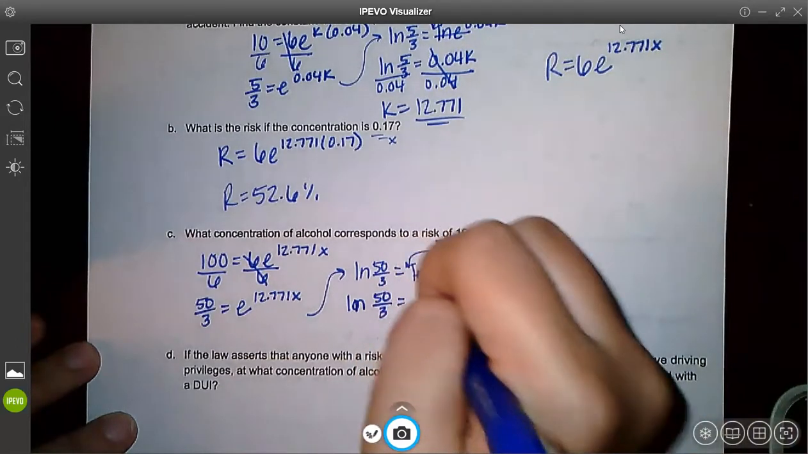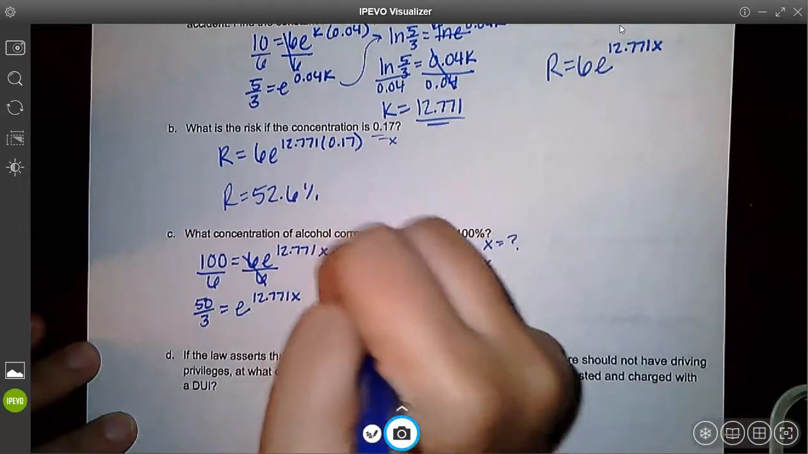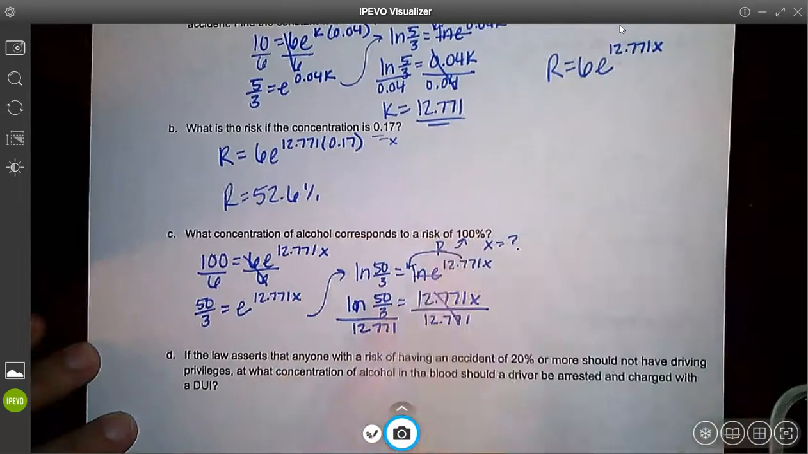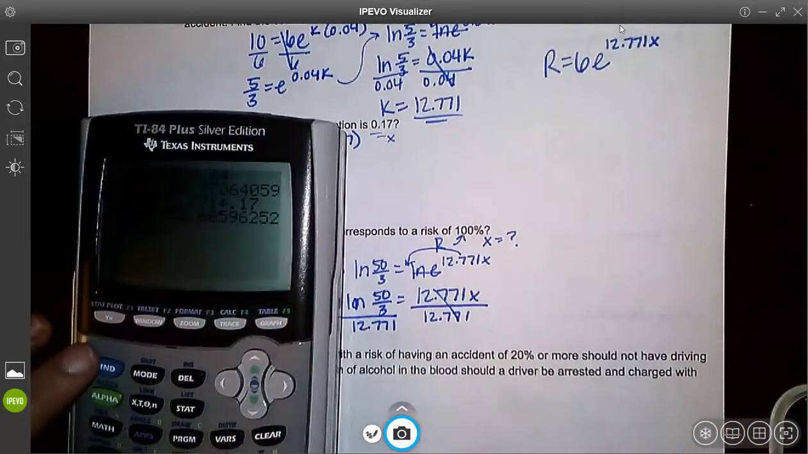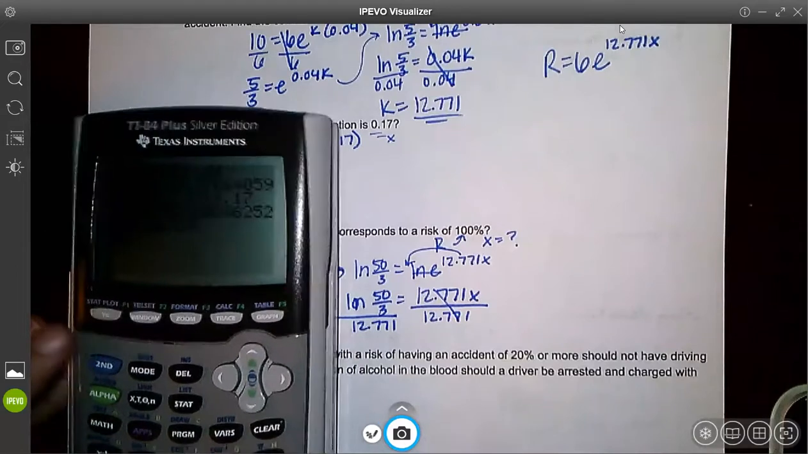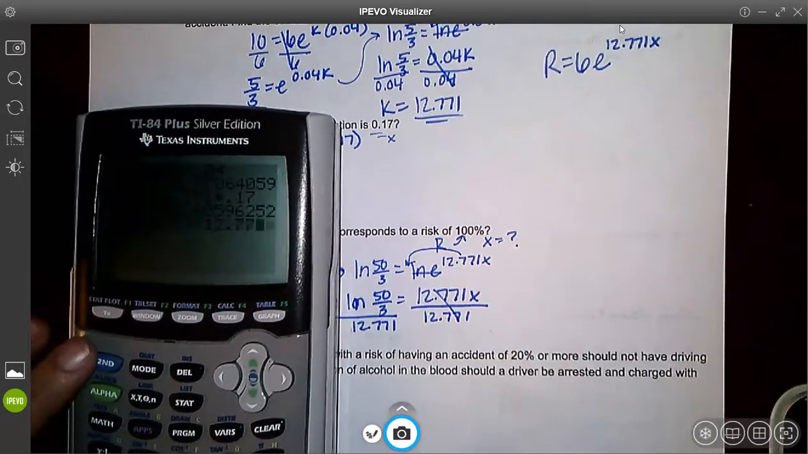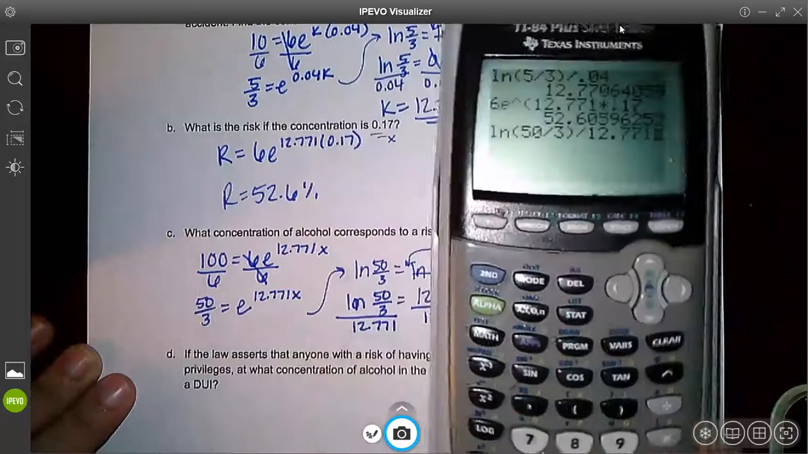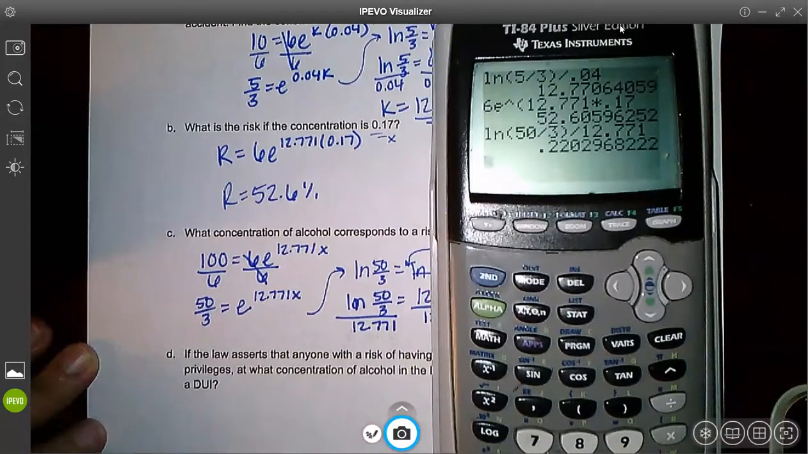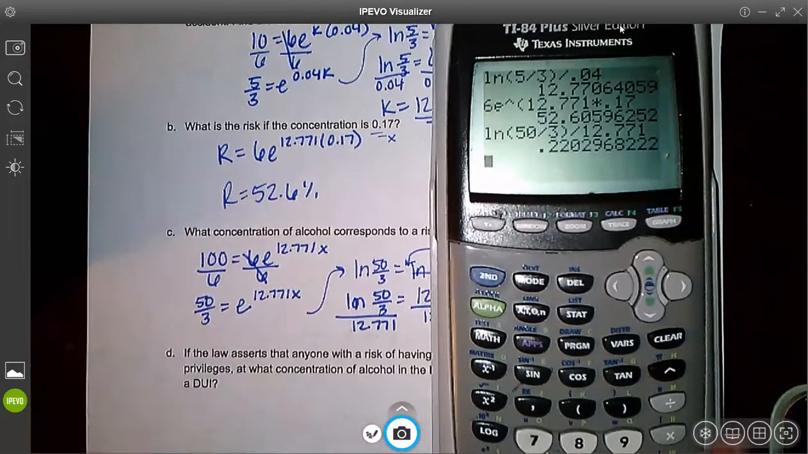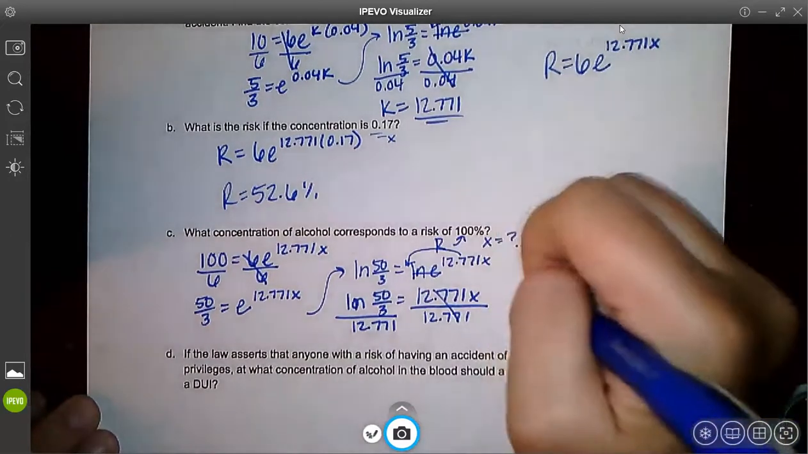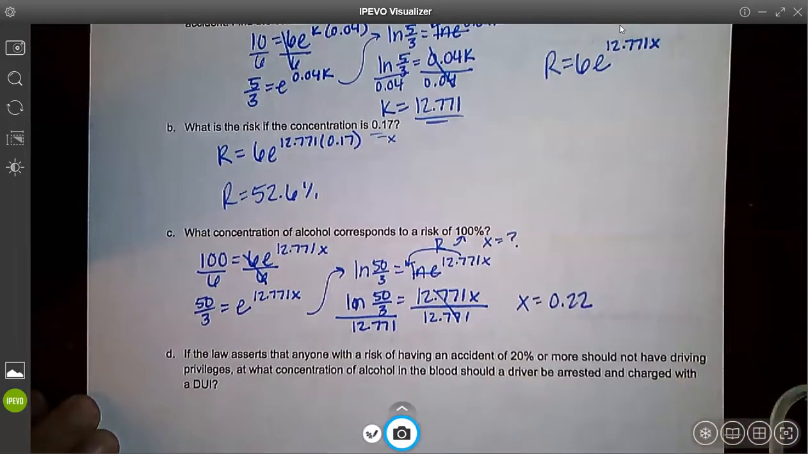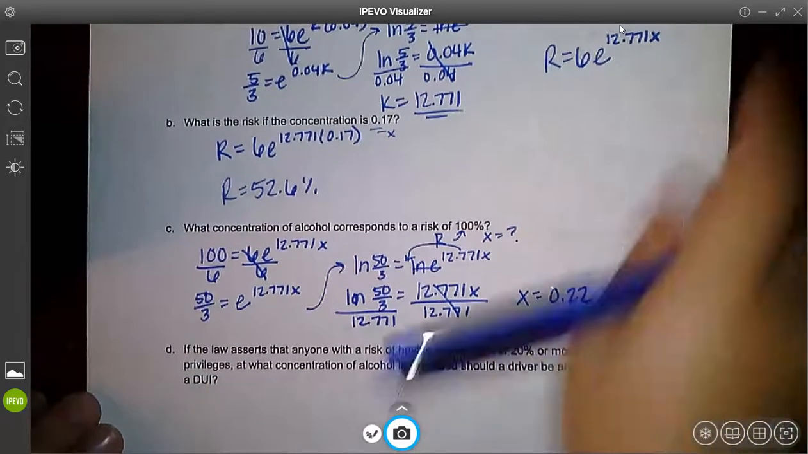Divide by 12.771. Plugging this into your calculator, you have to put the 50 thirds in parentheses. It'll already do that for you, but you have to end those before you can divide by your 12.771. And you get 0.22. So a blood alcohol content of 22%.